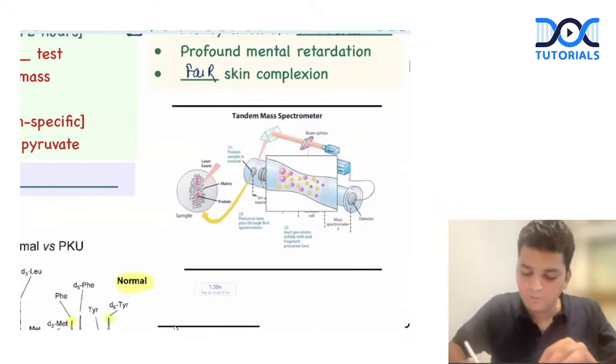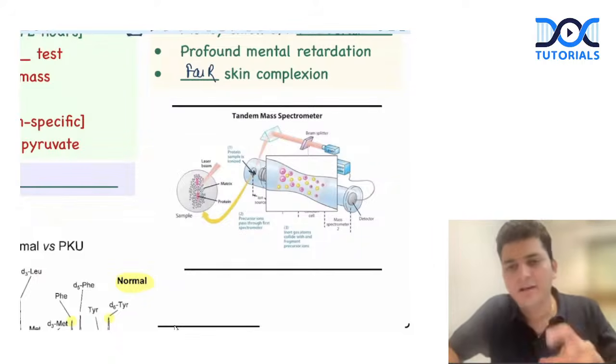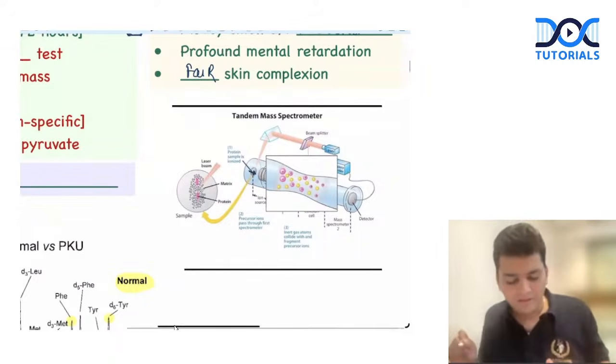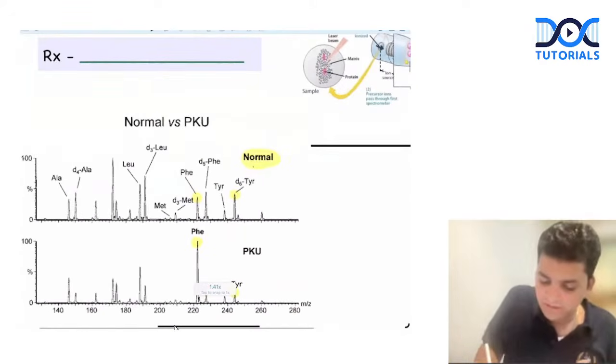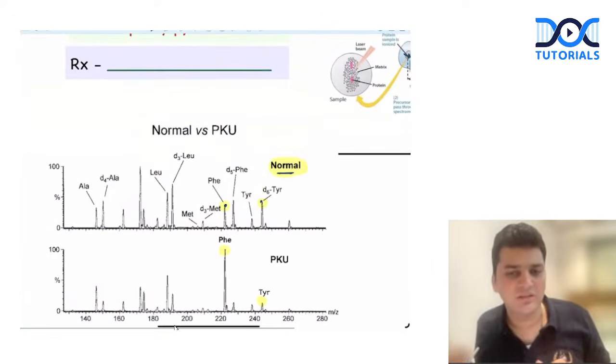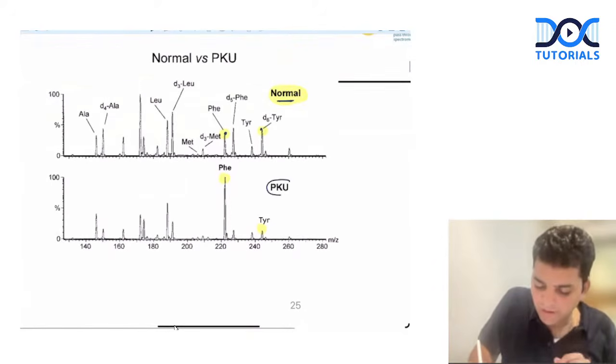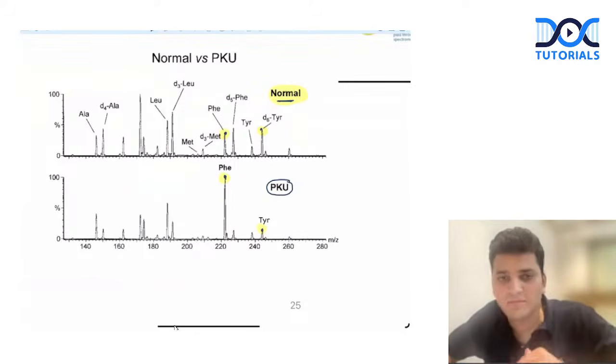We are going to put the sample in this machine, and this machine will analyze how much phenylalanine and how much tyrosine is in the sample. Normally, the phenylalanine is this much and tyrosine is this much, more or less the same, or rather tyrosine is a little more compared to phenylalanine. But in phenylketonuria, look at the level of phenylalanine and compare with tyrosine. The tyrosine is very, very less compared to phenylalanine. And this is how we diagnose.